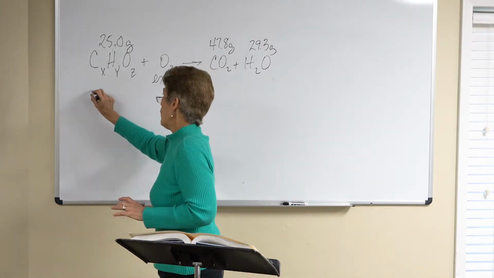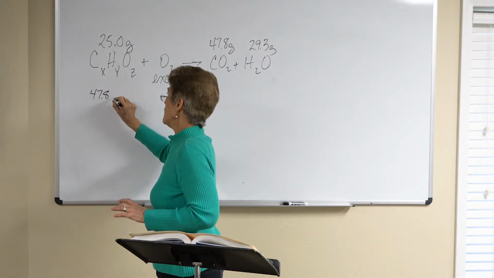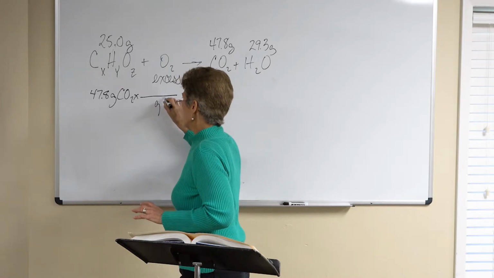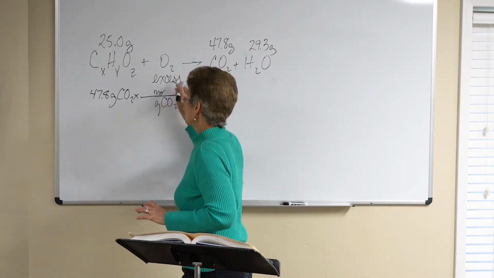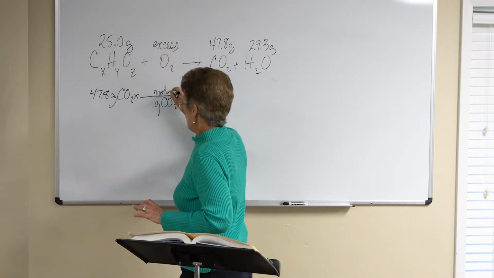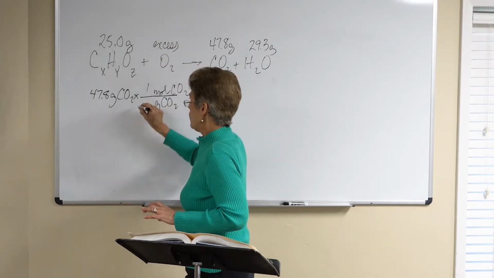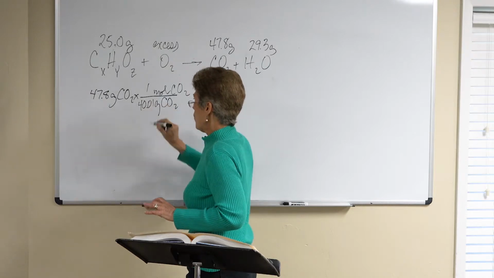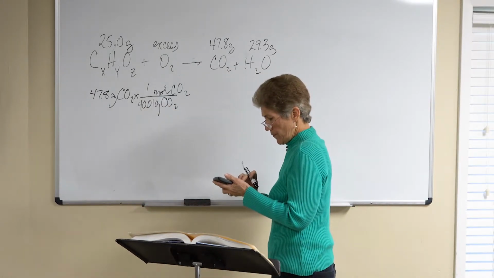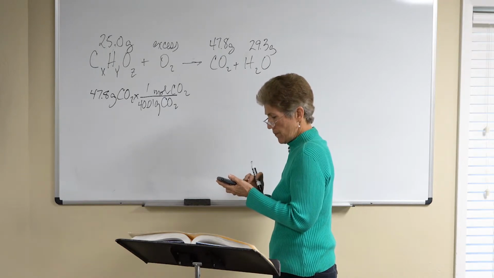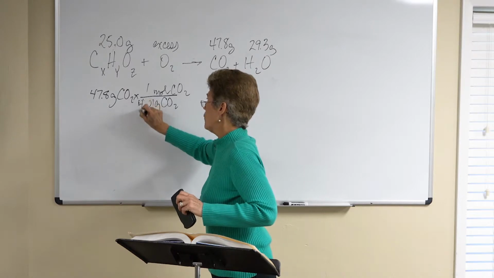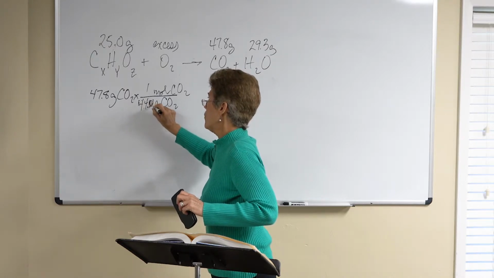So let's do it. So we have 47.8 grams of CO2 times, line, grams of CO2, moles. I'm going to put the excess up here so it's out of our way. Moles of CO2, and every 1 mole, it's 40.01 grams. I'm just going to make sure. Nope, glad I looked. It's 44.01.